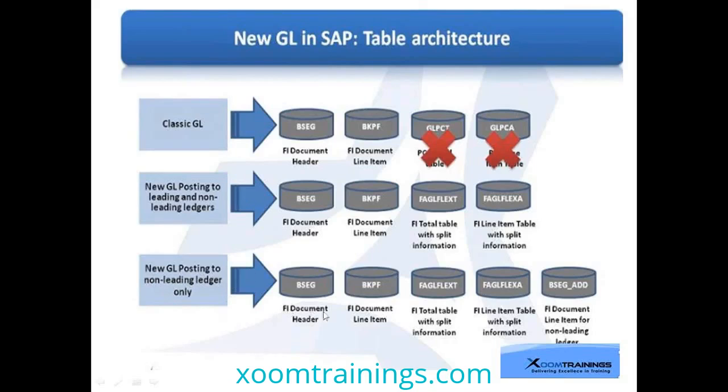In this phase, document header, document line item, total table, line item table, total FI document for non-leading ledgers. This is basically for controlling. These four come under finance base. So all five types of tables are activated in real time. Clear? Even in my class, I handle this server only.